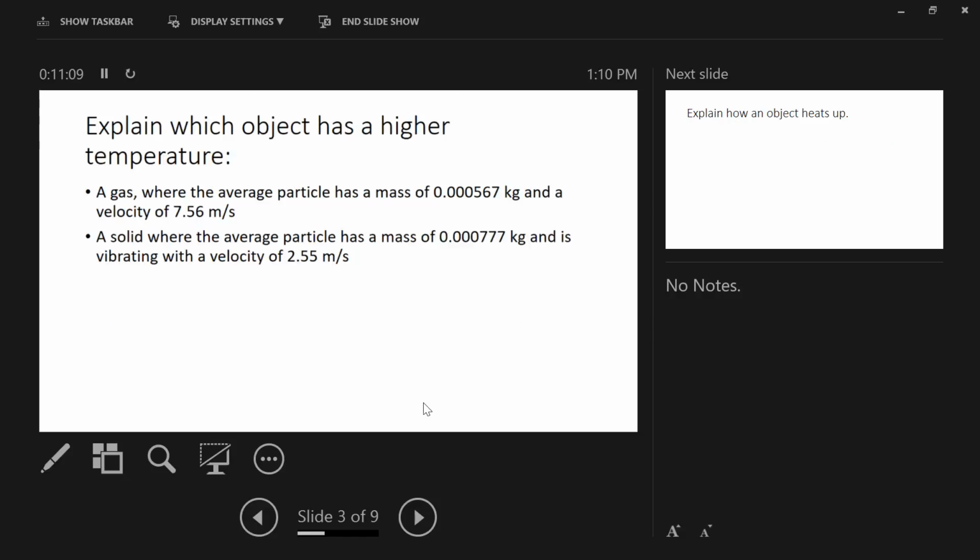All right. So let's look at this. Explain which object has a higher temperature: a gas where the average particle has a mass of 0.000567 kilograms and an average velocity of 7.56 meters per second, or a solid where the average particle has a mass of 0.000777 kilograms and is vibrating with a velocity of 2.55 meters per second. Remembering that, let's start off with our typical progression. What do we have or what are we given?